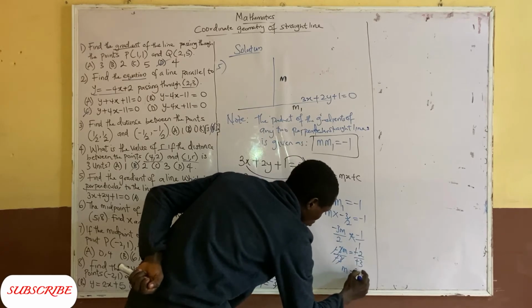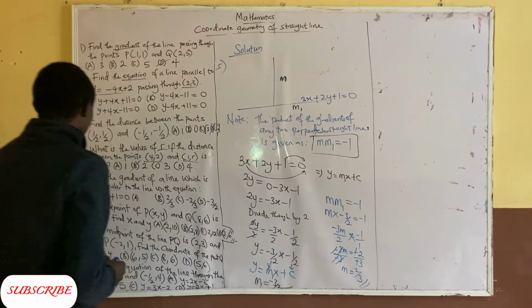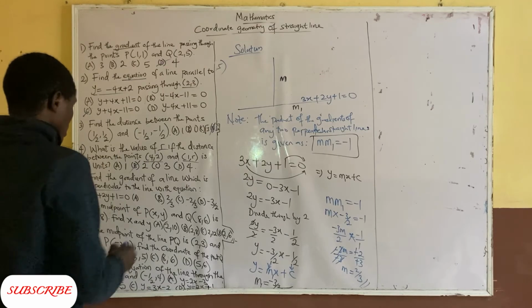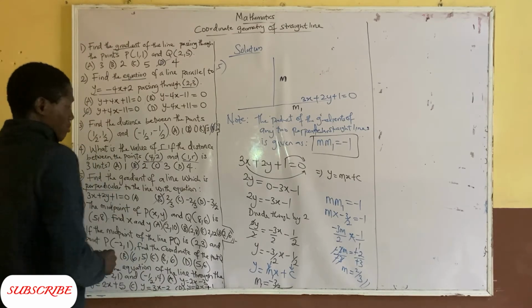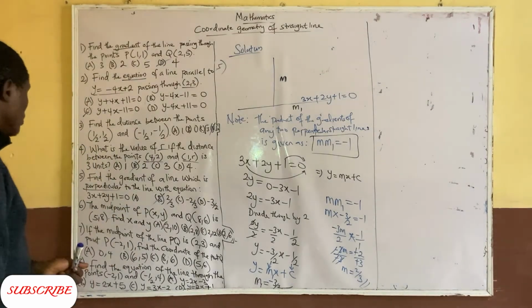So we have 2 over 3. So the answer here is 2 over 3, option B.